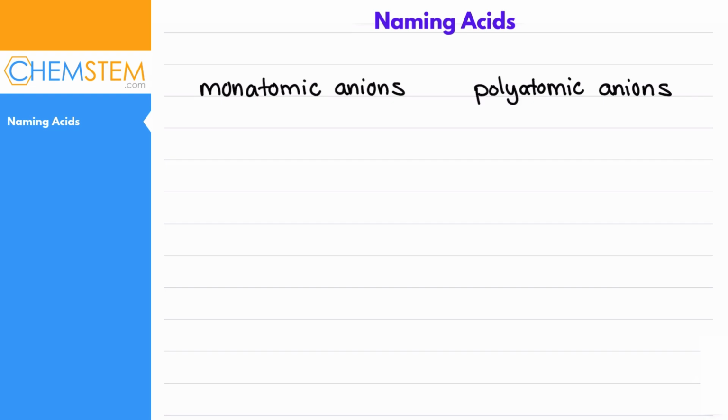If you're learning about acids, you should already know what an anion is, but let's review. Monatomic means one atom, and an anion is negatively charged. So we list out some of the common monatomic anions. We have things like fluoride. The fluoride ion is -1.